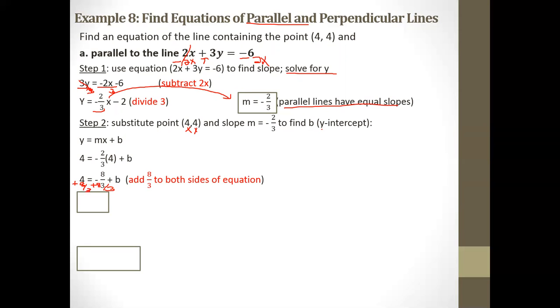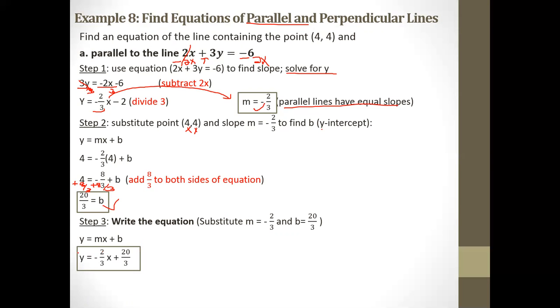And again, you can change this decimal to a fraction by dividing 8 by 3 and then adding 4 to it. You'll get 20/3. So we have b and we have m, and now we can write the equation of the line. So we're substituting m and b. Our equation would be y equals negative 2/3 x plus 20/3.